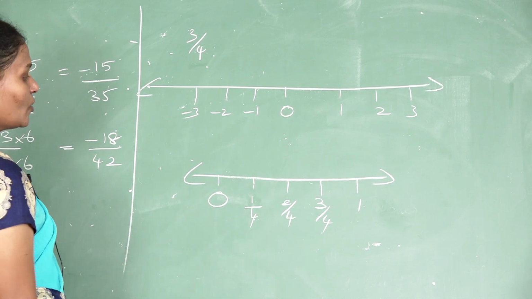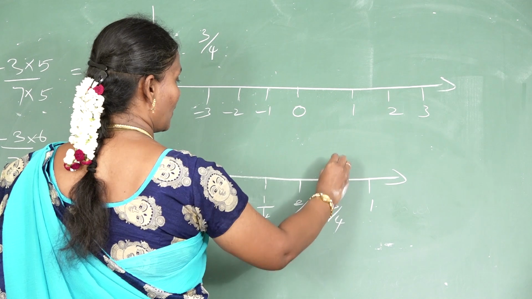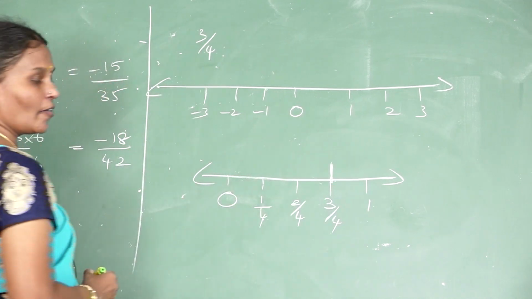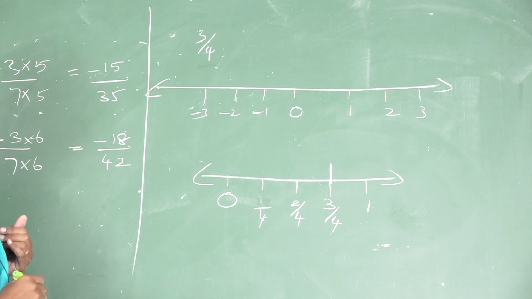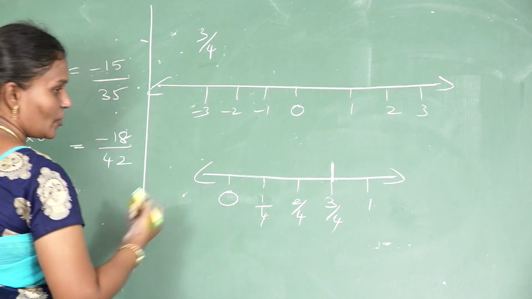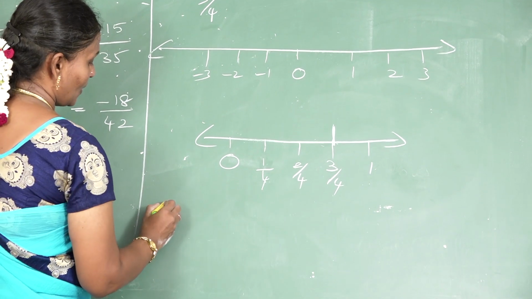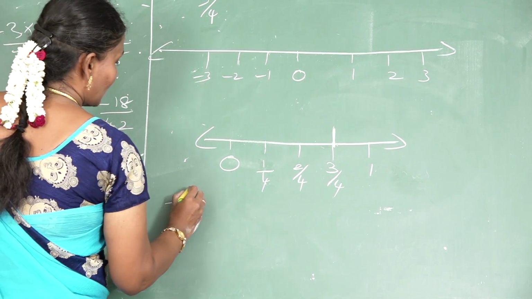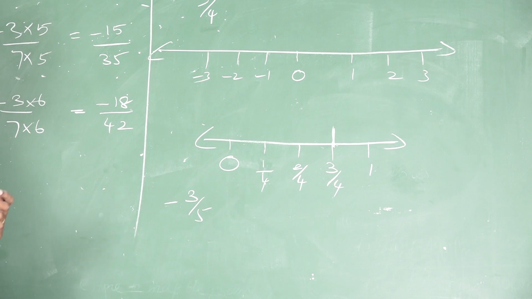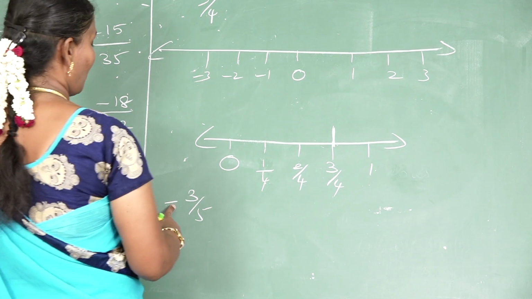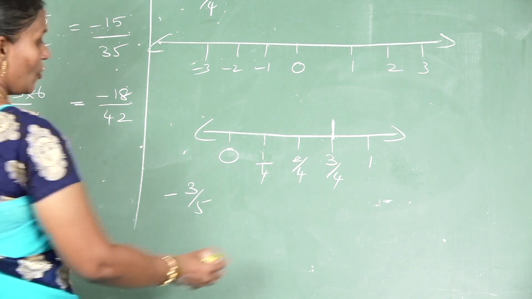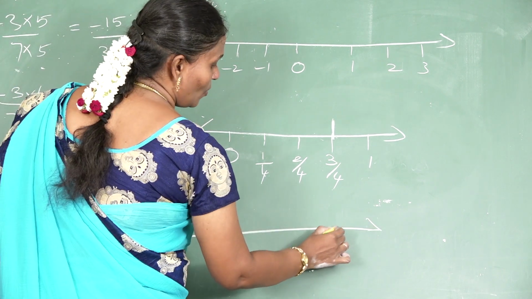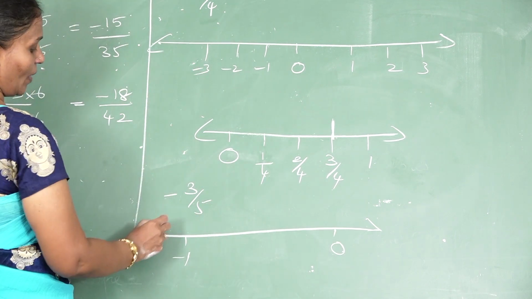You understand? So, this 3 by 4. The place of 3 by 4 is here. Okay? You understand how to represent 3 by 4 on the number line? Good. See one more example. You take a negative rational number. So minus 3 by 5. Minus 3 by 5. Okay. See, this minus 3 by 5 is a negative proper fraction, isn't it? This lies between 0 and minus 1. Okay. So you take 0 here, minus 1.